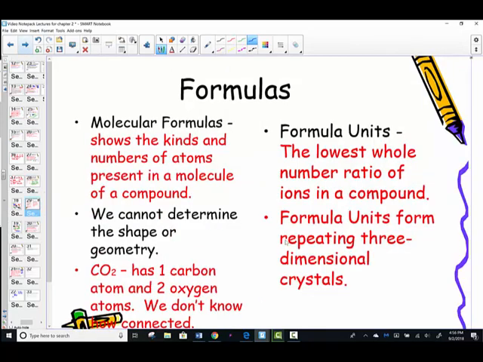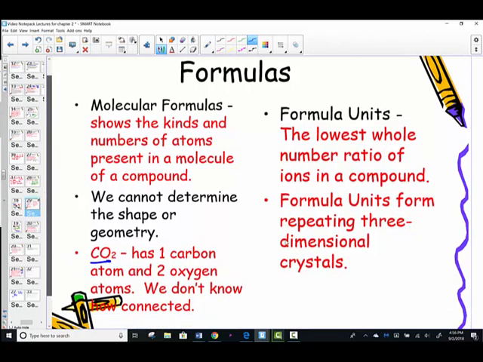Here are some definitions to review. A molecular formula, we define that as the kind and number of atoms present in a molecule. So for instance, if I wrote a molecular formula for a molecule called carbon dioxide, CO2, I would know that there's exactly 1 carbon and 2 oxygens in that compound. I do not know the molecular shape, or in other words, the connectivity of the atoms, but I do know how many of each kind there are.